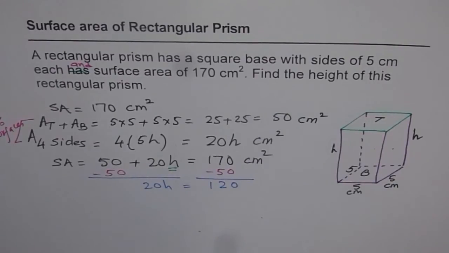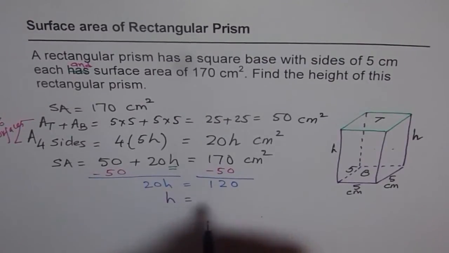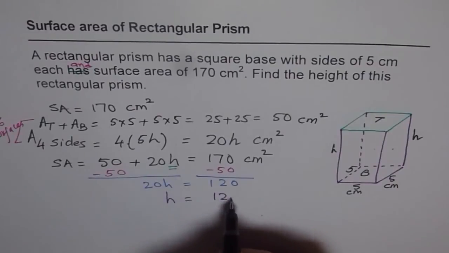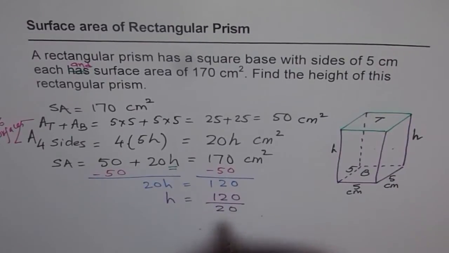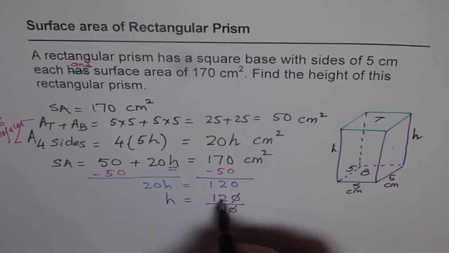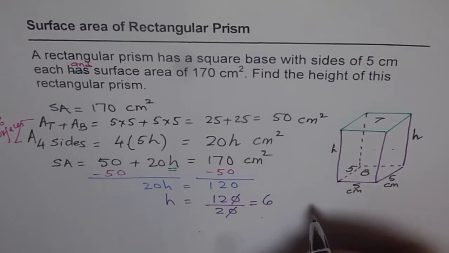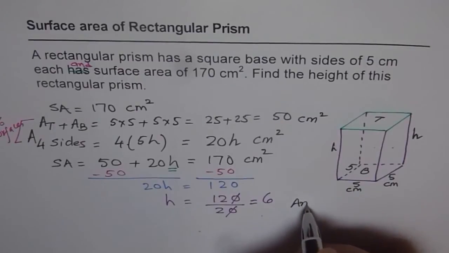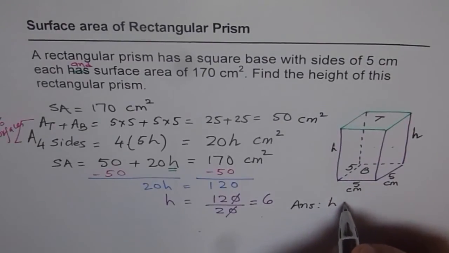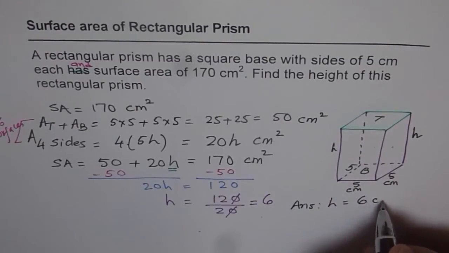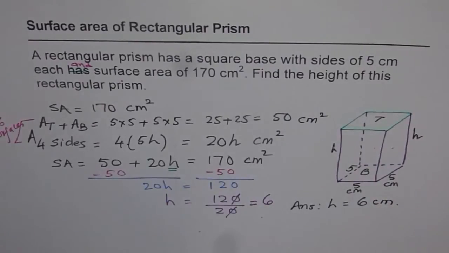So what is height? Now it is easy, right? So height is equal to, you'll divide by 20 both sides. Divide by 20, so 0, 0 cancels, and 12 divided by 2 is 6. So that's our answer, correct? So we get our answer, that is 6. So the height of this prism is equal to 6 centimeter. I hope you understand how we did the question, right?